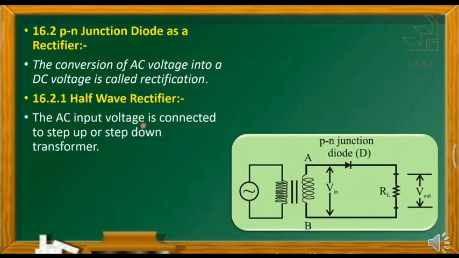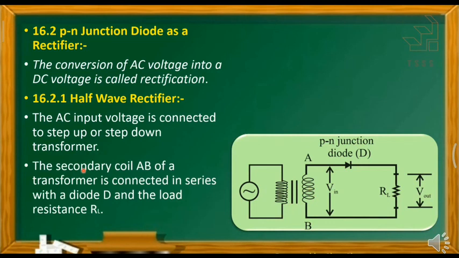The AC input voltage is connected to a step up or step down transformer. See, this is the AC current, which is denoted like this. After that, the transformer. We connect a diode, the PN junction diode D, and we connect the load resistance RL. Based on the mutual inductance, the secondary coil AB of the transformer is connected in series with a diode D and the load resistance RL.